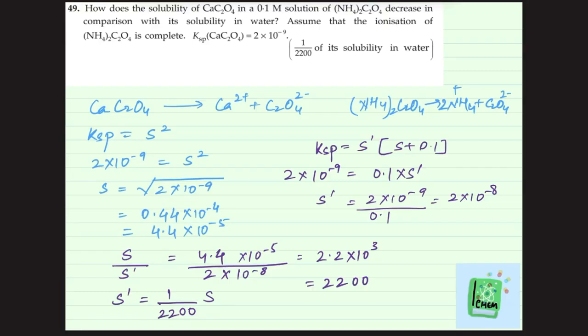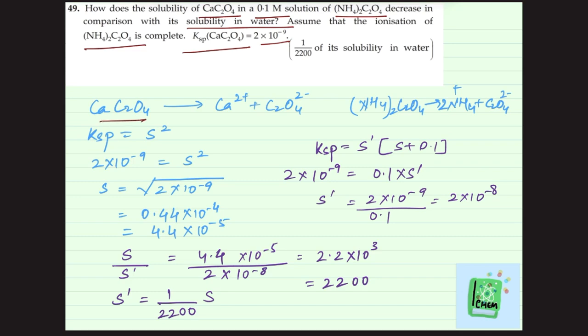How does the solubility of calcium oxalate in 0.1 M solution of ammonium oxalate decrease in comparison with its solubility in water? Assume that the ionization of ammonium oxalate is complete. Solubility product of calcium oxalate is given as 2 into 10 to the power minus 9. So what you have to do is compare the solubility of calcium oxalate in water and the solubility of calcium oxalate in 0.1 moles per liter solution of ammonium oxalate.